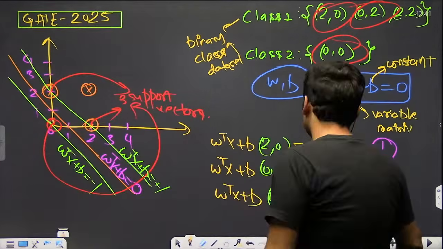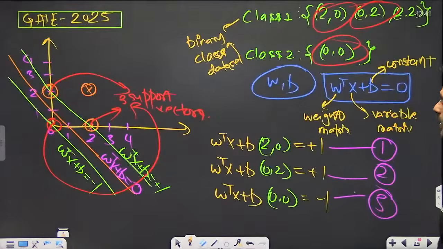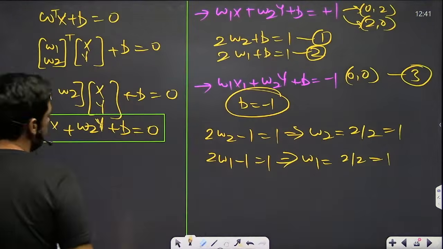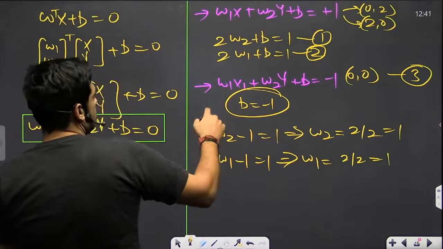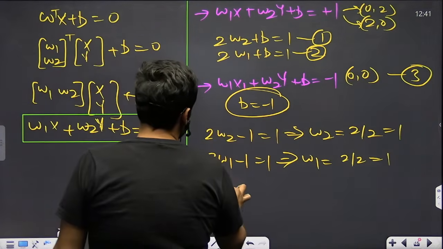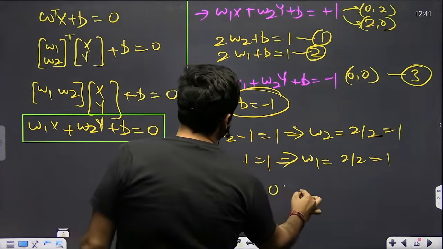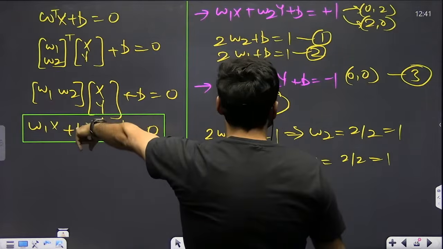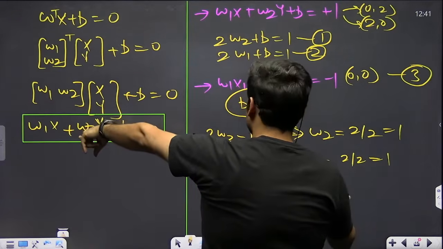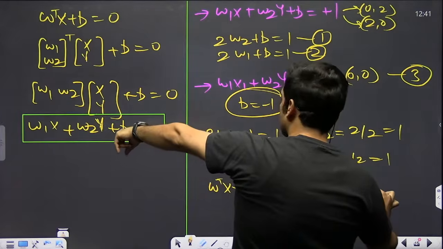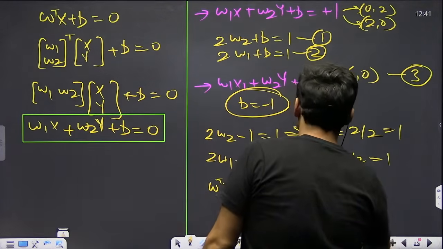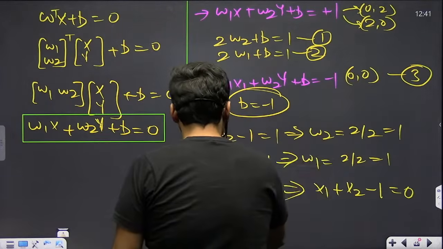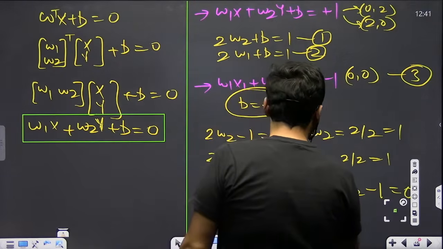Now let us calculate the equation of the main hyperplane. So what is that equation? Weight transpose into x plus b equals 0, or w1x plus w2y plus b equals 0. What is w1? w1 is 1, so x1 plus x2, and bias, or constant, is -1. This equals 0. So this is the equation I am getting.